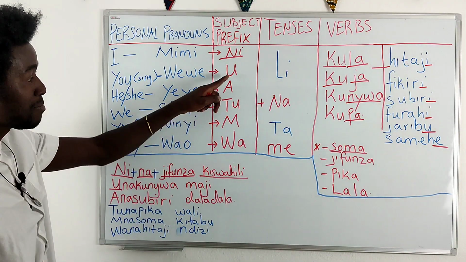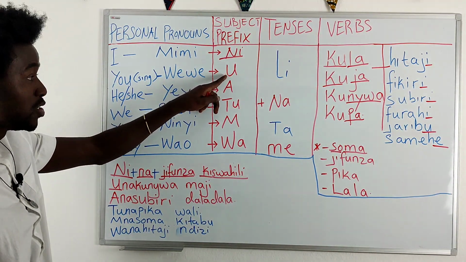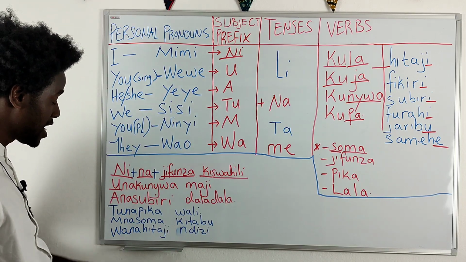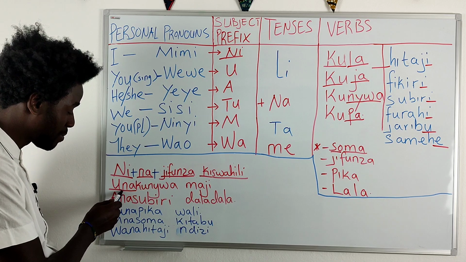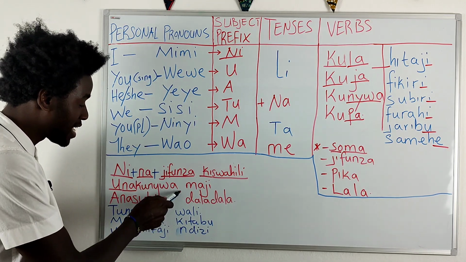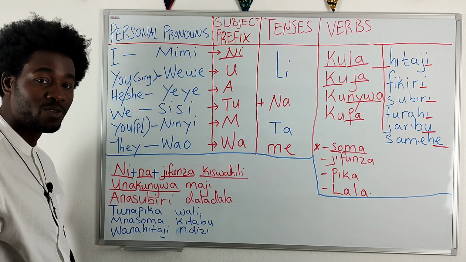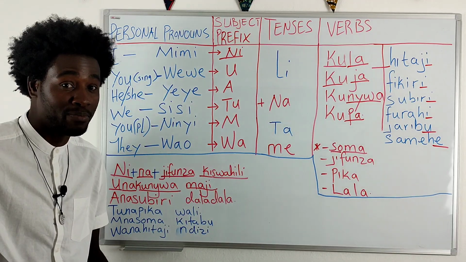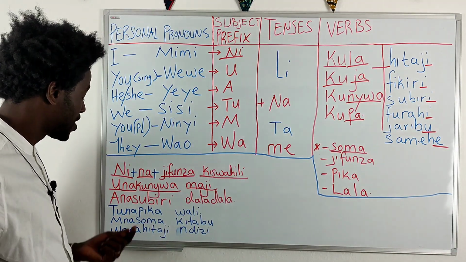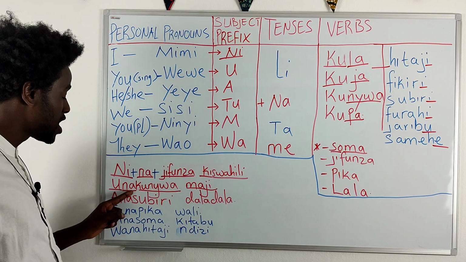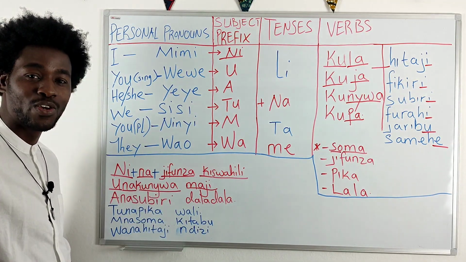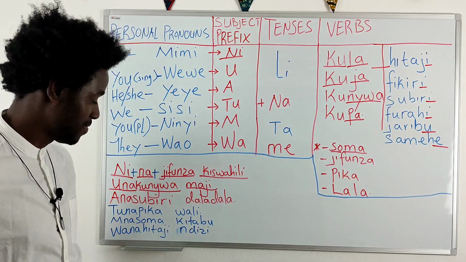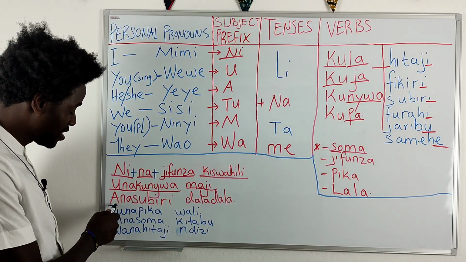Sentence number 2. Look, I took the subject prefix which is you, not u. For you, I took u, and then I also took the present tense, which is na, plus kunywa, which is to drink, and then water. What are you drinking? It can be water, it can be soda, or beer. So, unakunywa maji. You are drinking water.